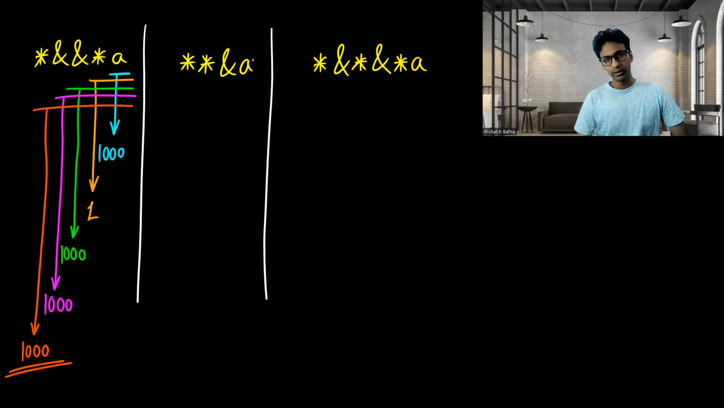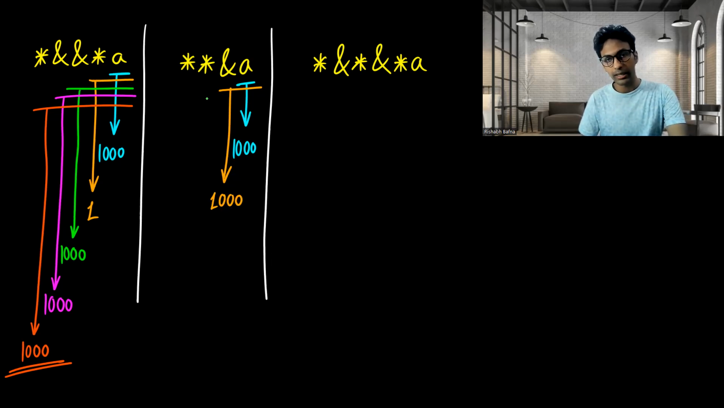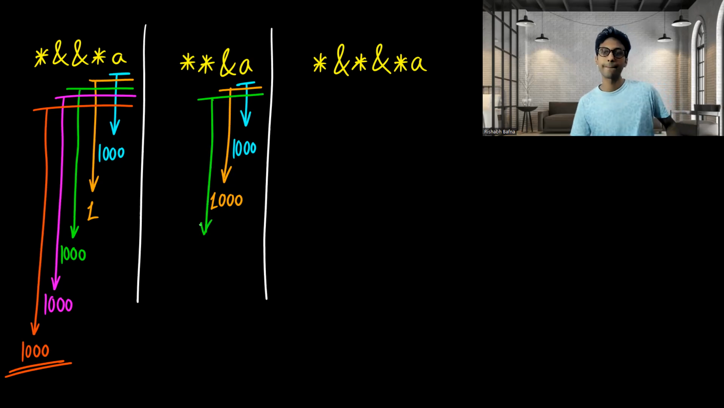If you see this one. What is A? A is 1,000. What is &A? &A is, okay, address, base address of the entire 1D array. It will again be 1,000. What is this? *&A. Star &A is actually what? Star &A means what?